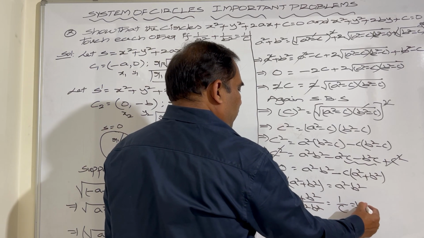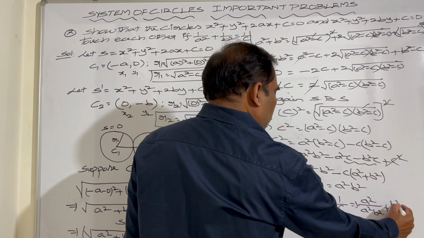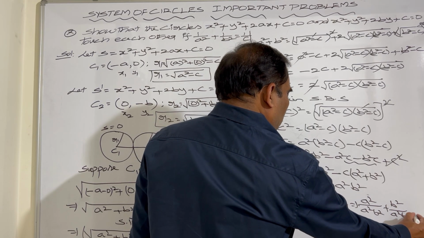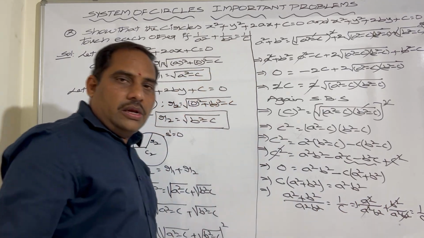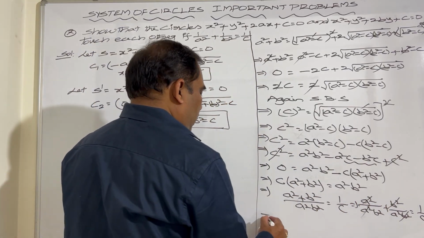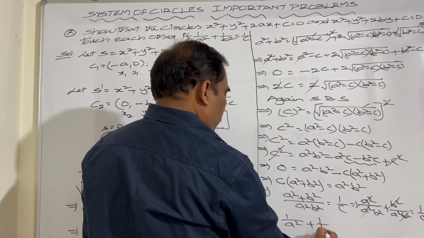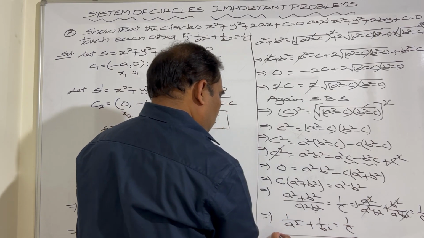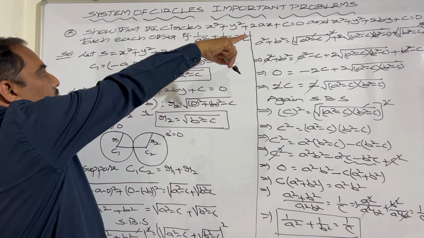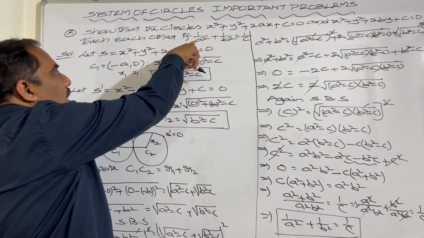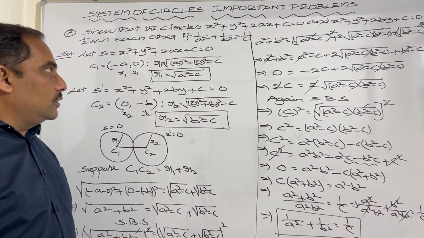Now further, this can be written as a square by a square b square plus b square by a square b square, which is equal to 1 by c. Now b square gets cancelled, a square gets cancelled. Finally we get 1 by a square plus 1 by b square is equal to 1 by c, which is the required condition that we have to prove. So if the two circles touch each other, then 1 by a square plus 1 by b square is equal to 1 by c. So this is the required thing.